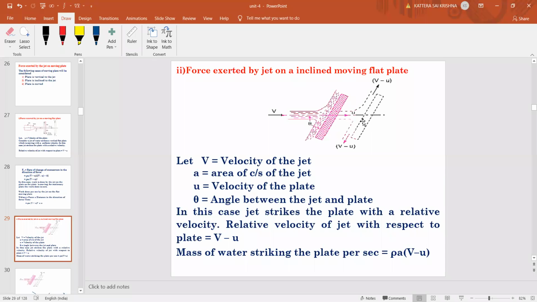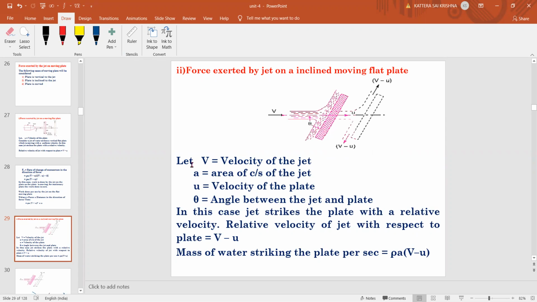But the only difference is that at the outlet in the x direction, it is again 0. We need to take the normal component first, Fn, which is the force in the direction perpendicular to the plate. Then we can find Fx and Fy by using that. Normal direction we need to find first, then we can find Fx and Fy. The force exerted by the jet normal to the plate we need to calculate first, right?